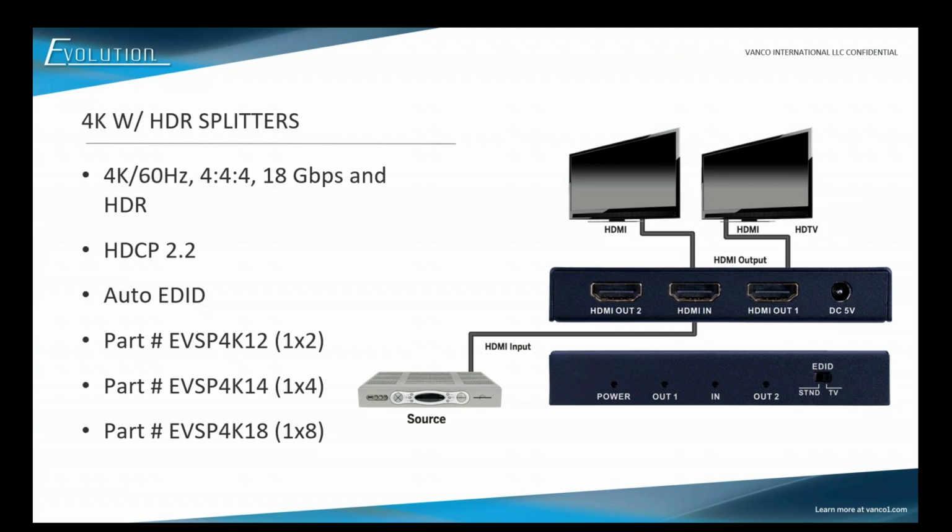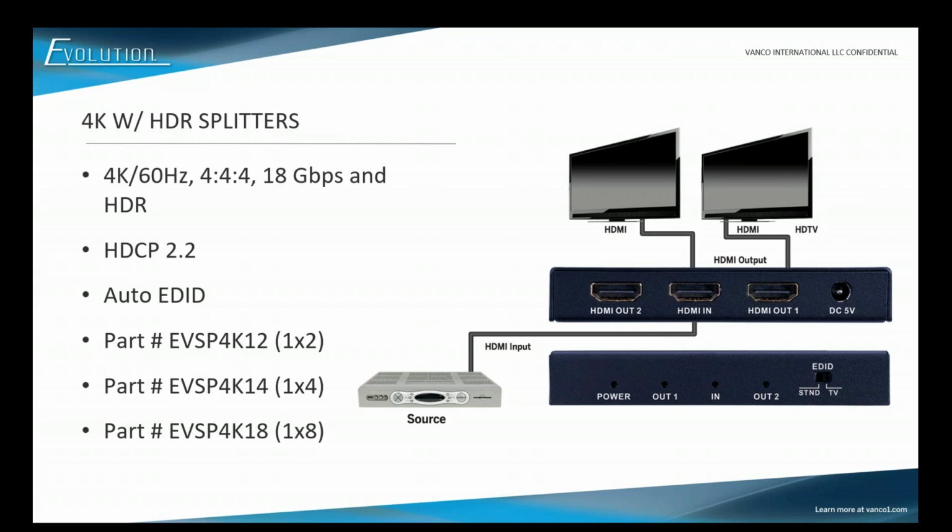The second number is going to be a number of outputs. So if you got 2 outputs, 4 outputs, and 8 outputs, if you need more than 8, you can always daisy chain. The rule of thumb with splitters for 1080p is you can actually daisy chain 7 splitters together. With 4K, it is 5 splitters altogether. So you can light up 40 to 50 TVs with a combination of splitters.